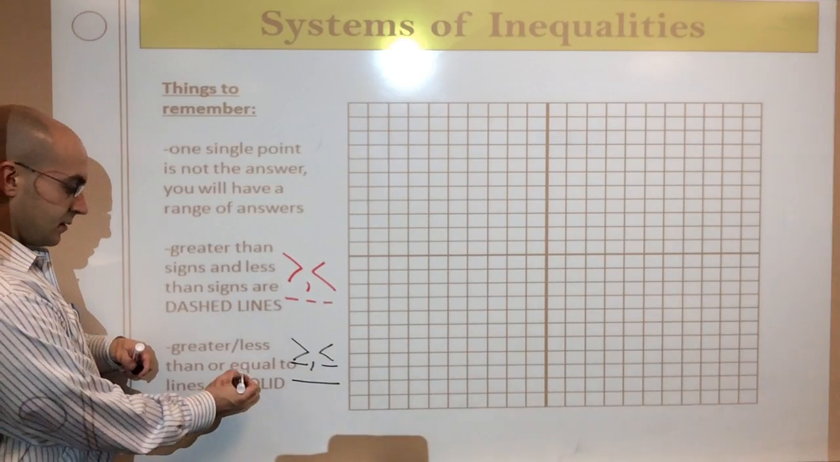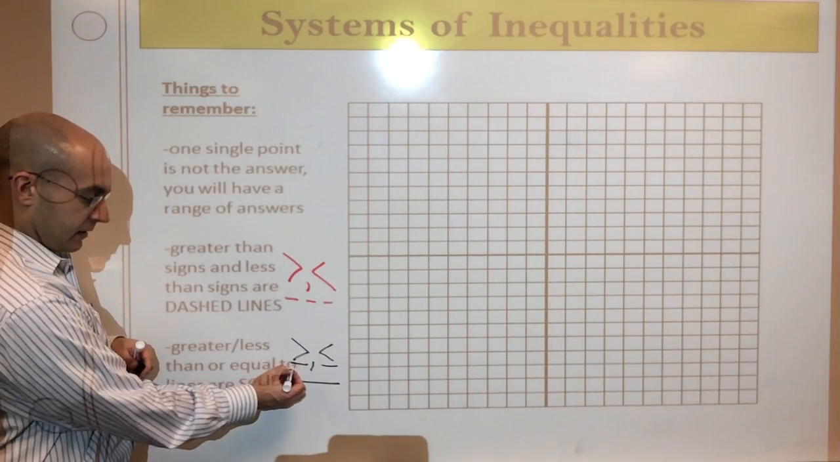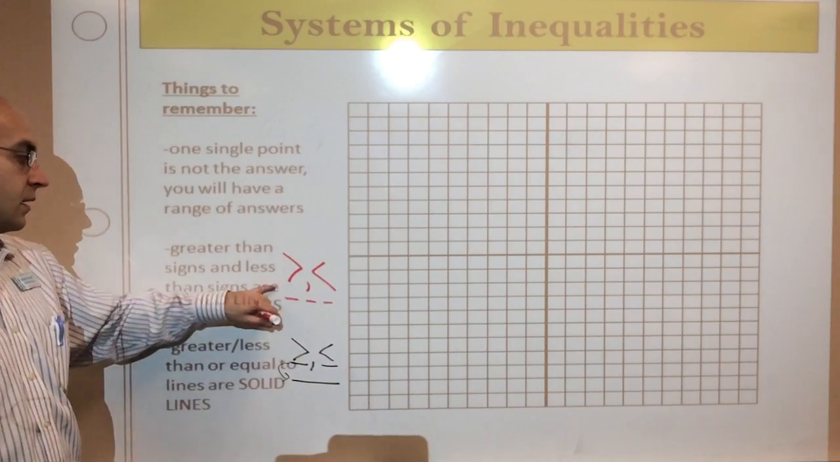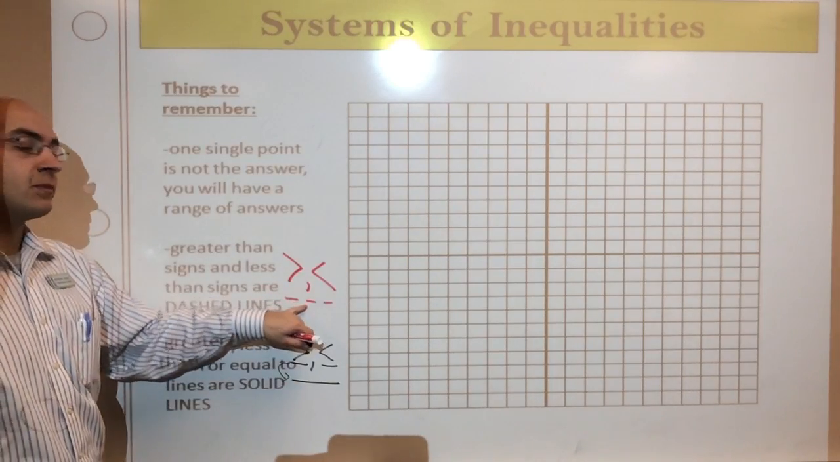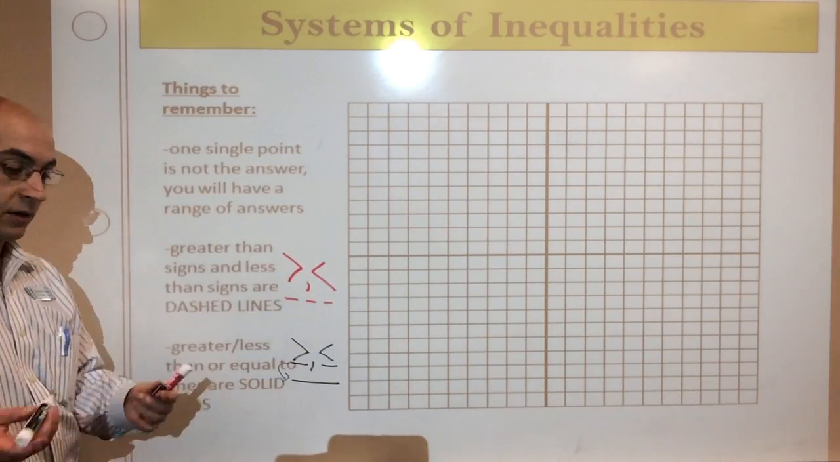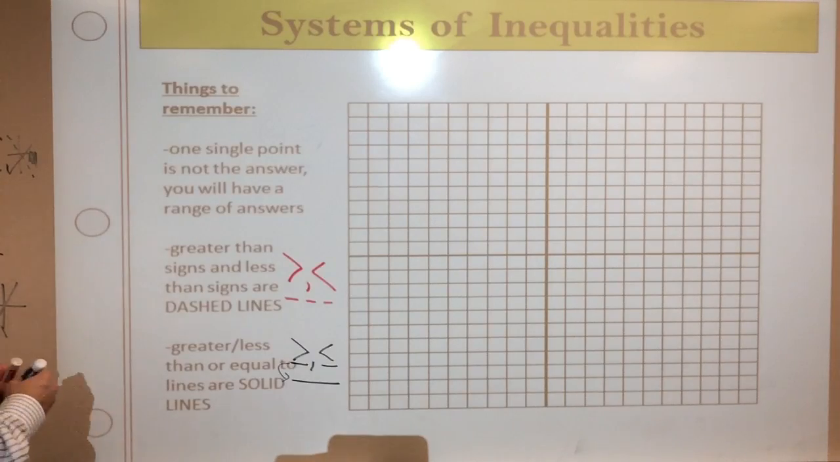Basically, remember it like this: equal sign, the little equal sign right there. That's the same thing as a solid line. And then the dashed line means that if a point was on that line, it wouldn't work because it would not be greater than or less than. All right, let's do this process together.